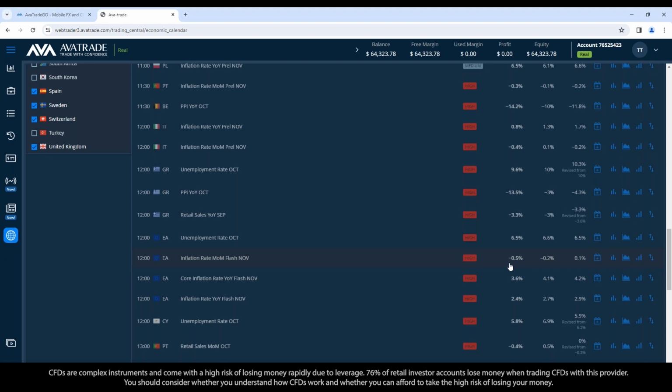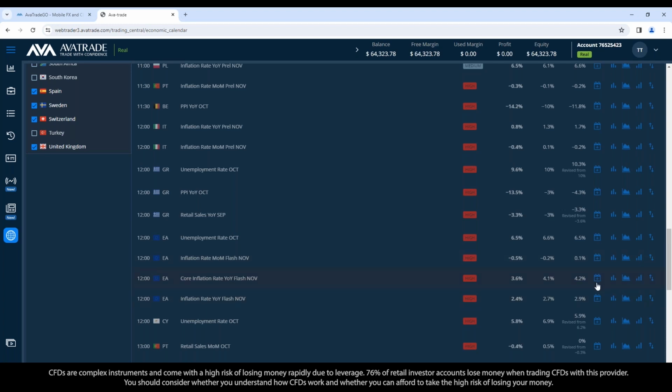And so we'll take a look at the charts in relation to this, but certainly when data comes in worse than expected, lower than expected, with this type of number, you might see the currency weaken in response. And you don't have to guess about that.